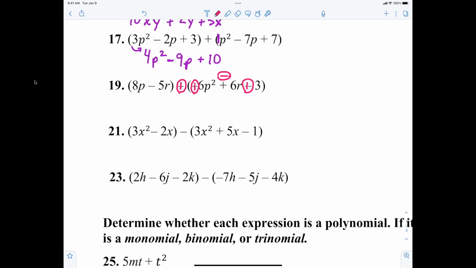Now I'm combining terms. Is there anything I can add to 6p squared? No, thank you. 6p squared, because I'm writing in descending order. Now I'm up for the p's. So I have how many p's left? 8. Now I'm combining the r's. Negative 11r. And then the constant.